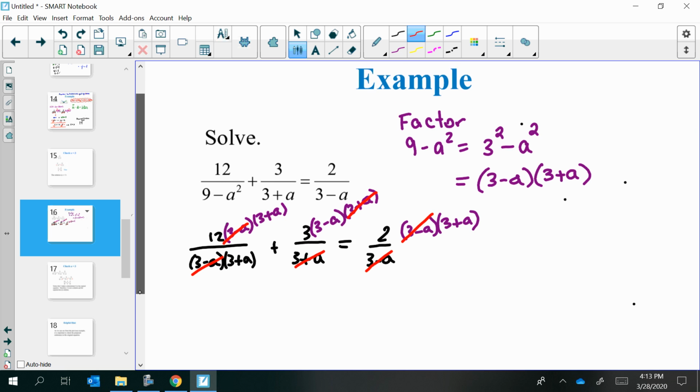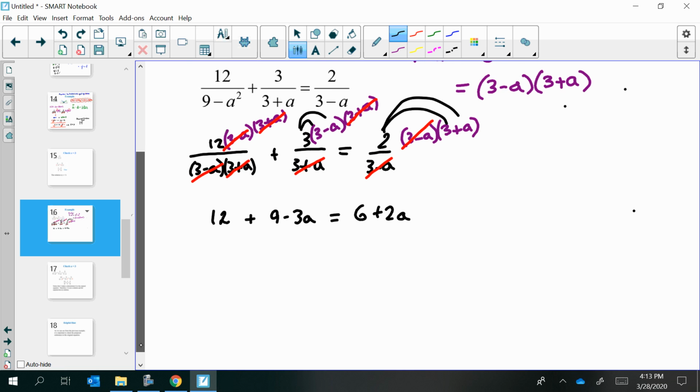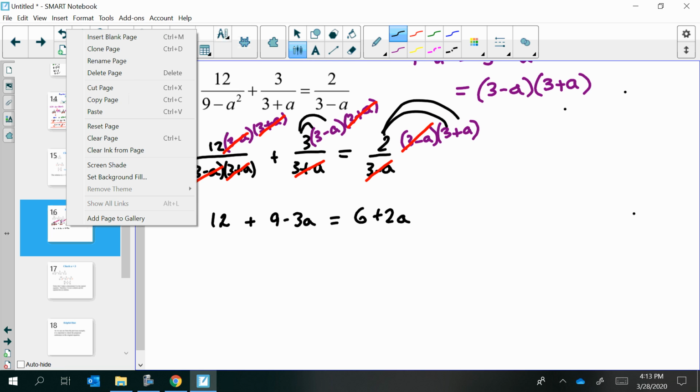And rewrite the simplified version. Oh, I forgot to cancel this out here. And the simplified version of the equation without any fractions is 12 plus, let's go ahead and distribute this 3 here and get 9 minus 3a equals, distribute the 2 here, 6 plus 2a. Now what you'll start noticing the more you do this is that you can probably get it done without as much writing once you're experienced enough. So I'm just going to show that in another slide here.